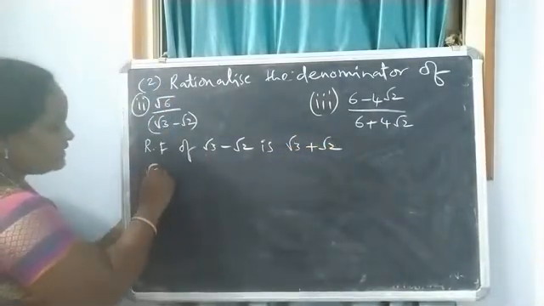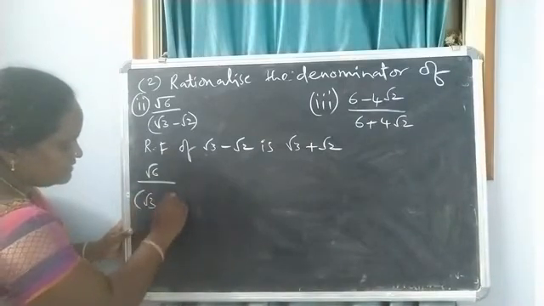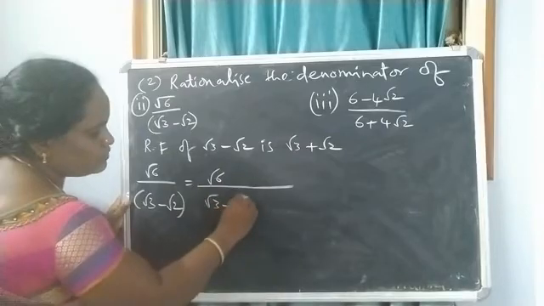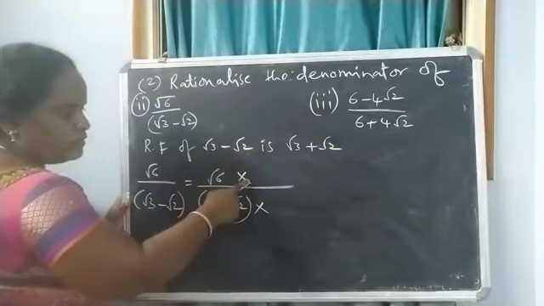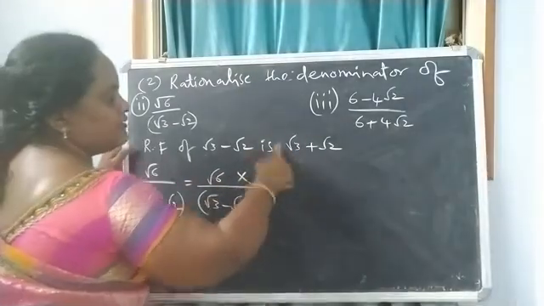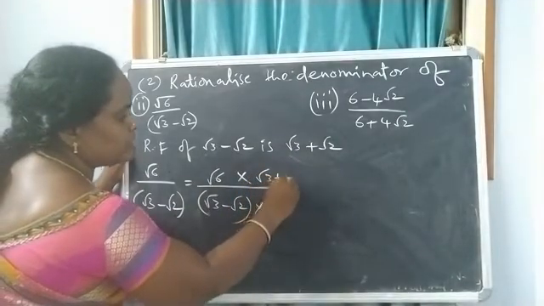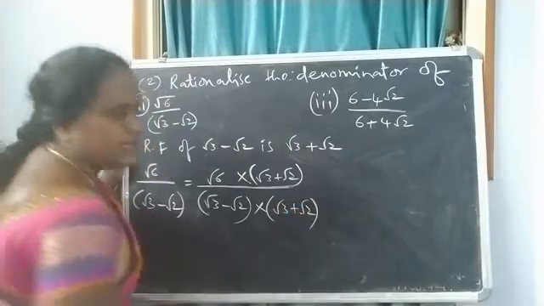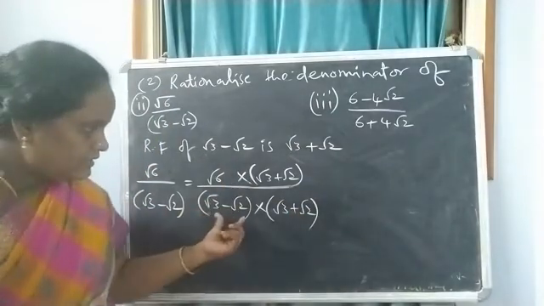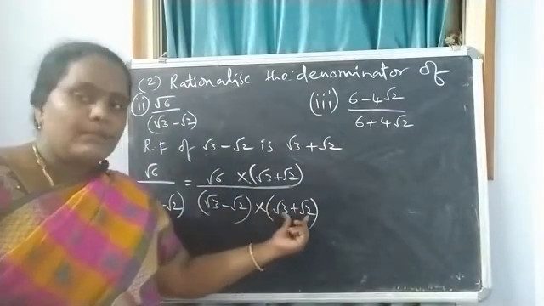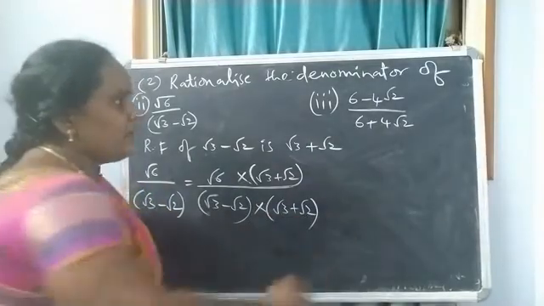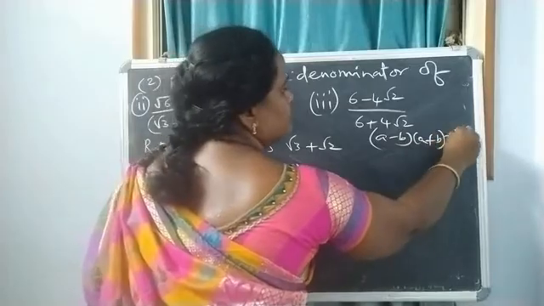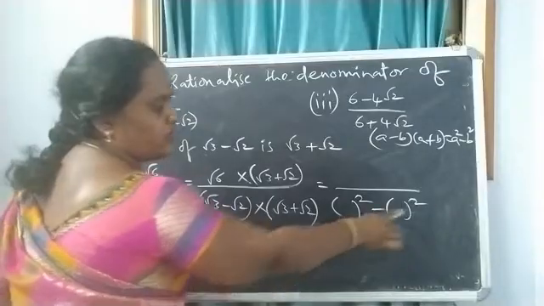Now to rationalize the denominator of the given one, root 6 over root 3 minus root 2, let us multiply both numerator and denominator with the rationalizing factor, that is root 3 plus root 2 inside the bracket. Here also root 3 plus root 2 inside the bracket. Now if we see the denominator, this is like a minus b into a plus b. What is a minus b into a plus b? That is a square minus b square. So here the denominator is a square minus b square.